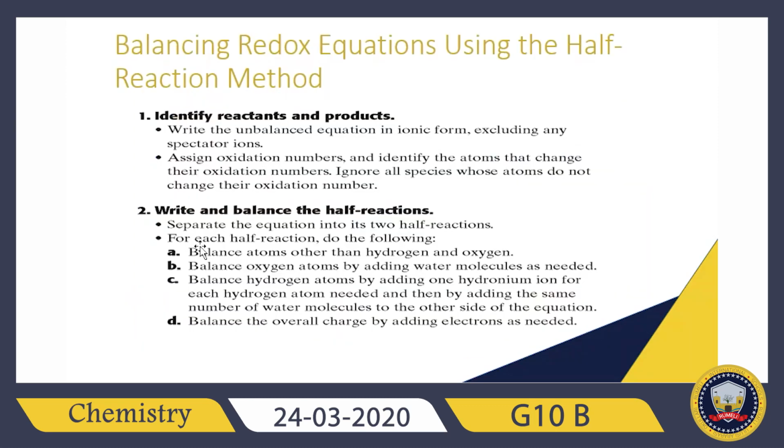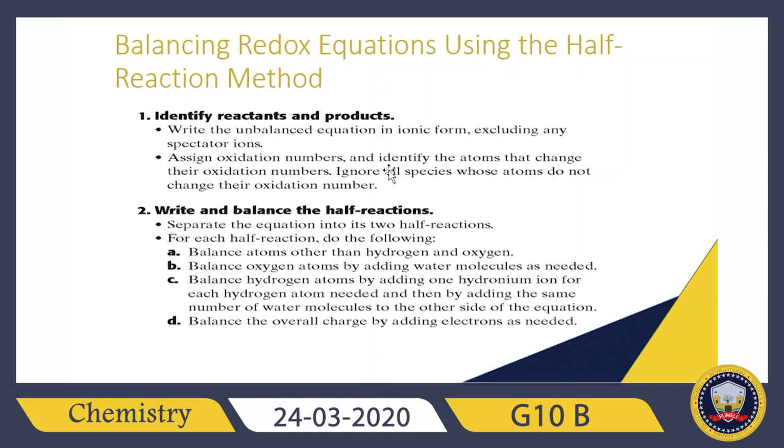And here again, guys, we have the same steps in a different way. Number 1, identify reactants and products. We write the unbalanced equation. So of course it's unbalanced, of course we need to balance it, right? So write the unbalanced equation in ionic form, excluding any spectator ions, and then we'll assign the oxidation numbers.